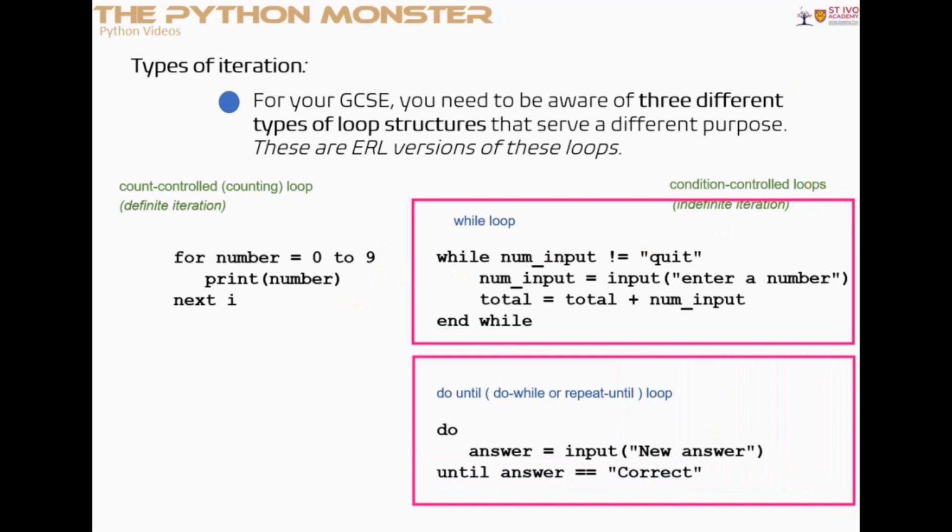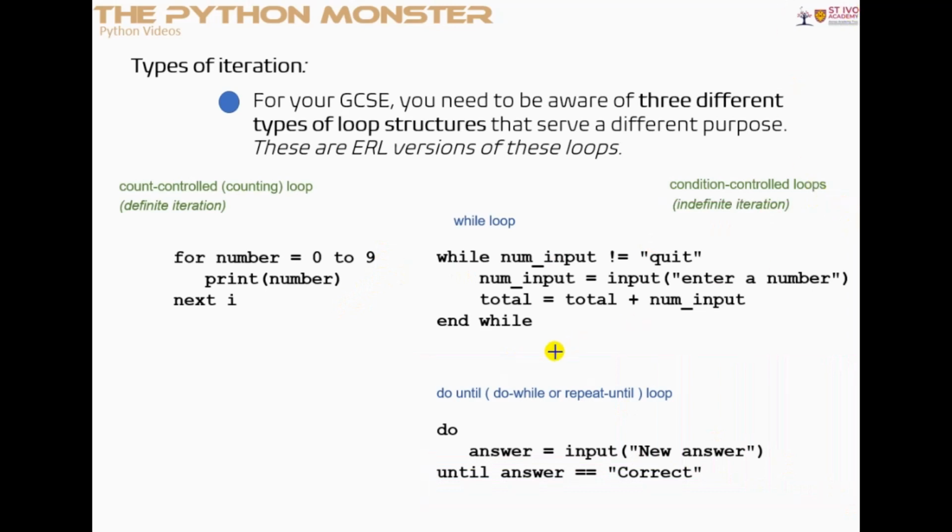And as you've already gathered, guys, the do until loop actually comes in a variety of different names. You'll see on the internet and in books it's also referred to as the do while loop or the repeat until loop, but the term that you need to know for OCR is the do until loop.